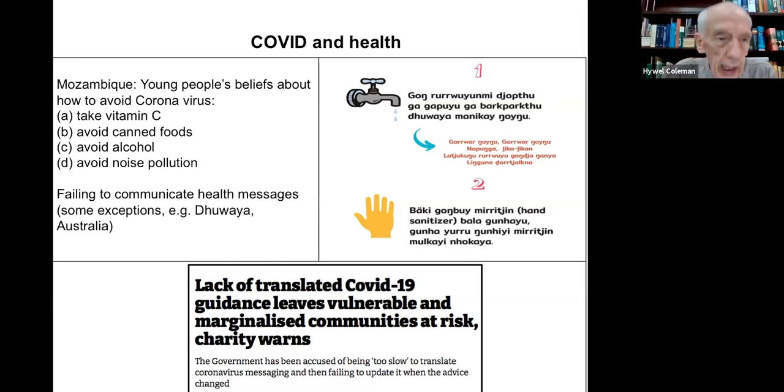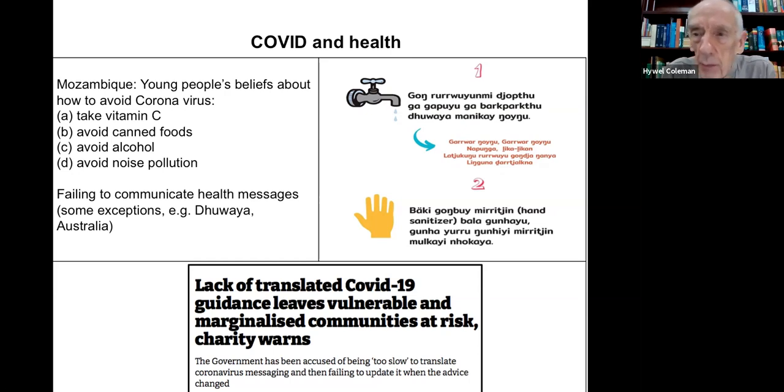For example, there's an interesting case from Mozambique, a small study of 140 young people carried out by VSO, which found that they believed that they could avoid the coronavirus by taking vitamin C, avoiding canned foods, avoiding alcohol, and avoiding noise pollution. This sort of thing is very widespread.